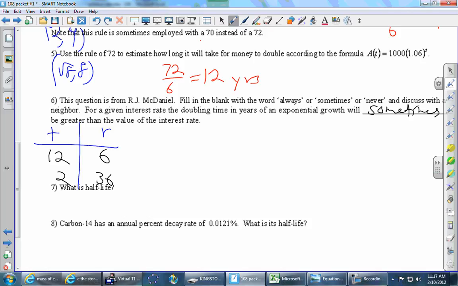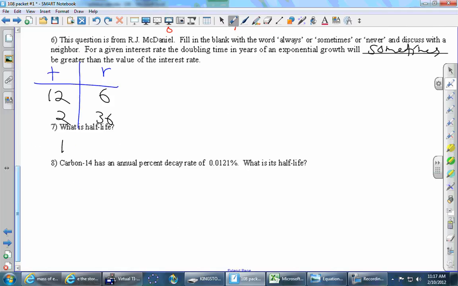Okay. Number 7, I think we're up to Kelsey. Okay, so half-life is quite similar to doubling time. Doubling time is how long it takes to double. Half-life is how long it takes to decay, to get to half. So how long to decay to half as much?